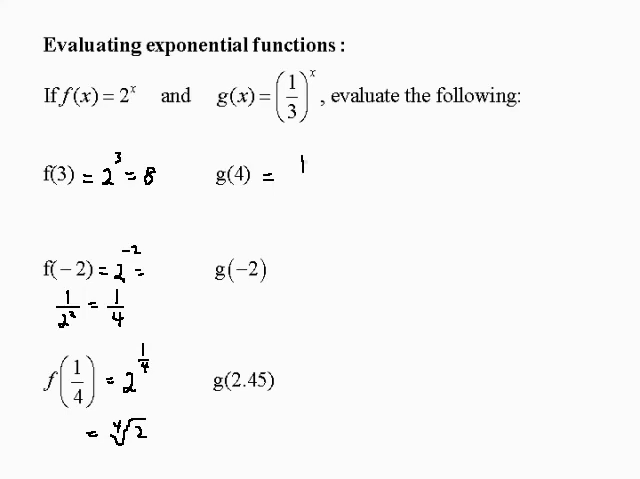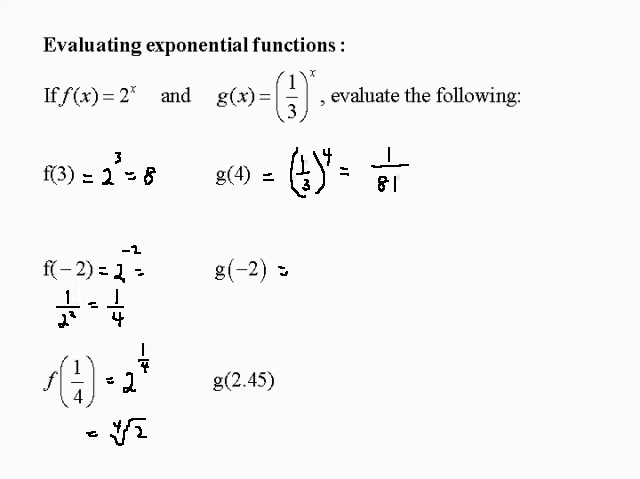G of 4, I know you love these fractions here, would be 1/3 to the 4th power, which, remember, would be 1/3 times 1/3 times 1/3 times 1/3. So 1 times 1 times 1 times 1 in the top would be 1. 3 times 3 times 3 times 3 would be 81 in the bottom. These are fun, huh? All right.